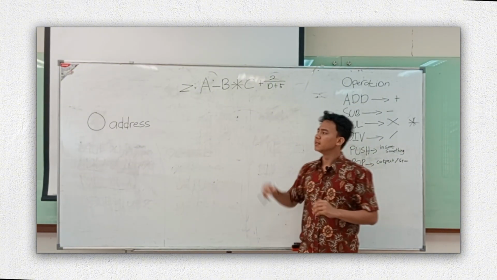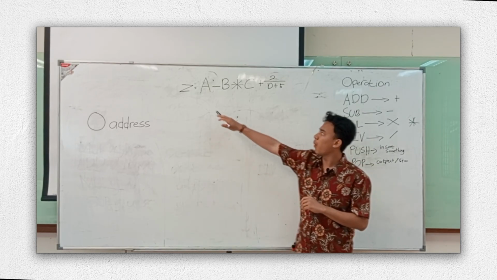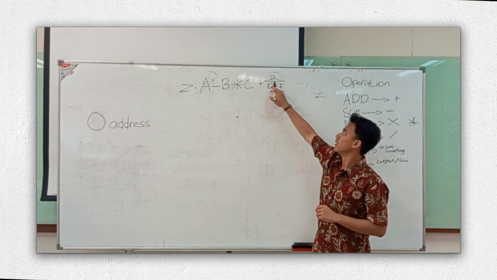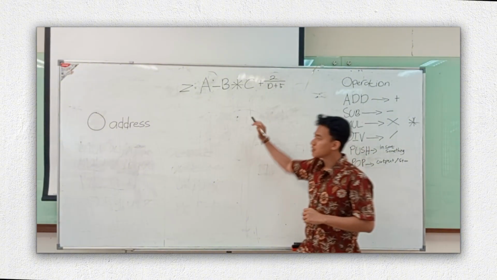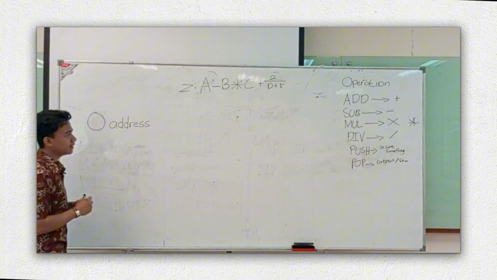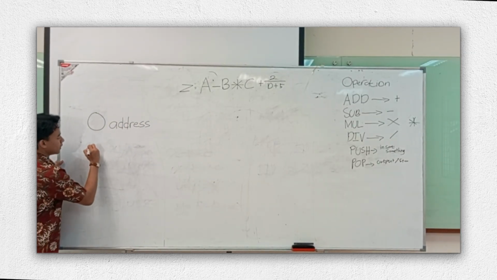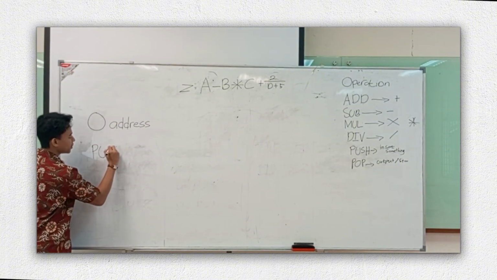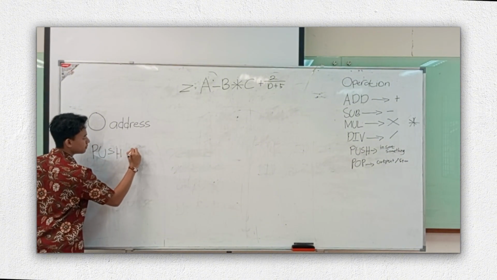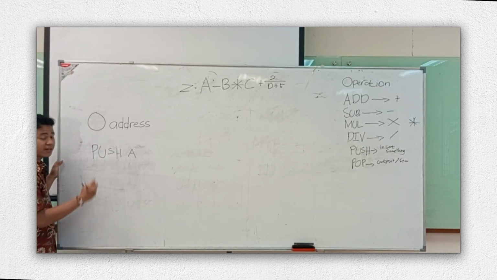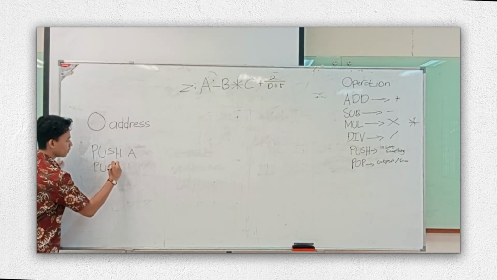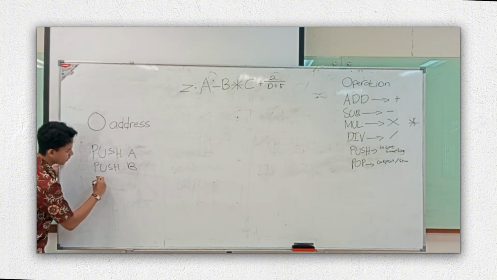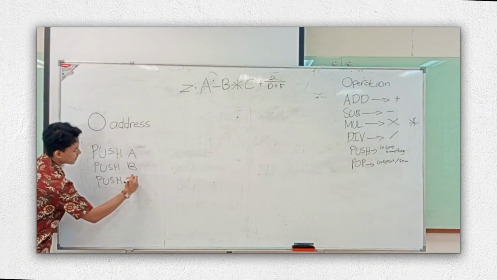So here, to complete this, first we need to push all these 3 before it makes the 2 over D plus 5. So all that we can do is, first we have to push A, and then we need to push B, and then we need to push C.